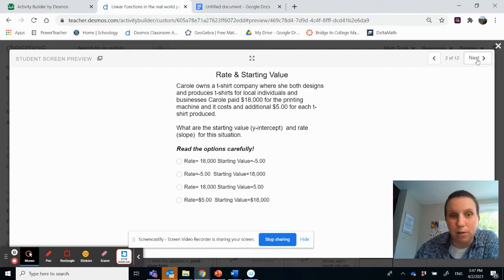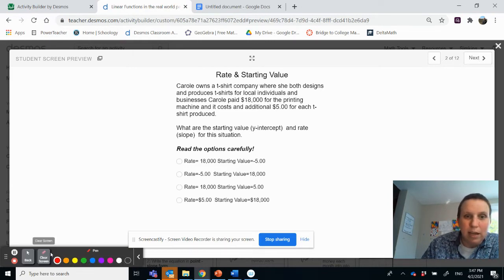So here's the problem. Carol owns a t-shirt company. She both designs and produces t-shirts for local individuals, and she paid $18,000 for a printing machine. It costs her, so we're talking about her costs, not her profits, but it costs her an additional $5 for each t-shirt she produced. So we're going to imagine this situation where she's spending all this money to get her business off the ground. Hopefully she's making a profit too, but that's for another lesson.